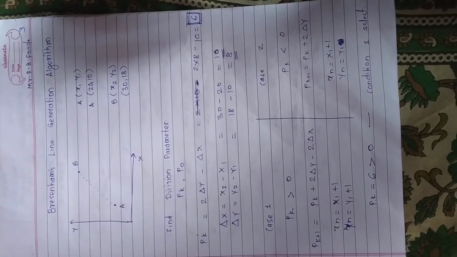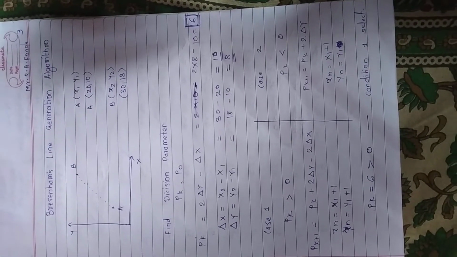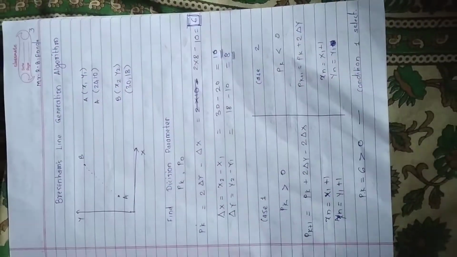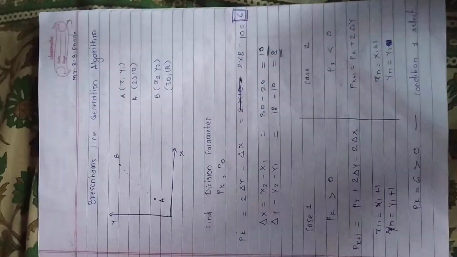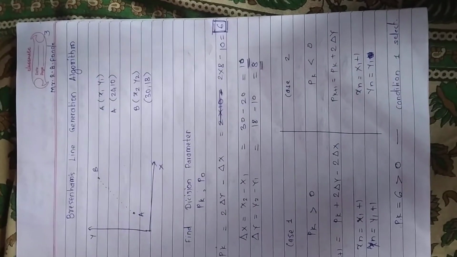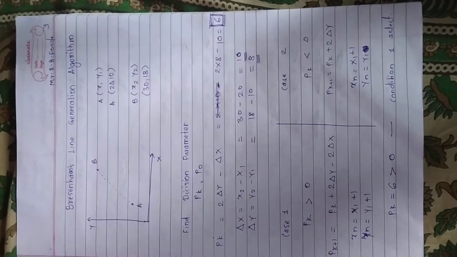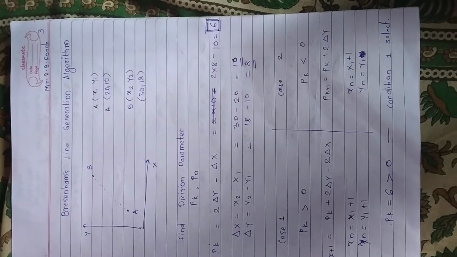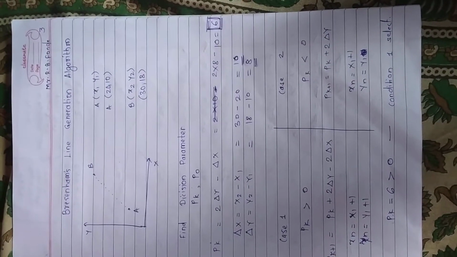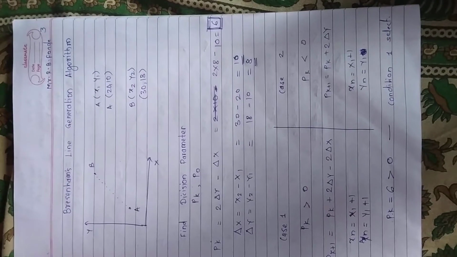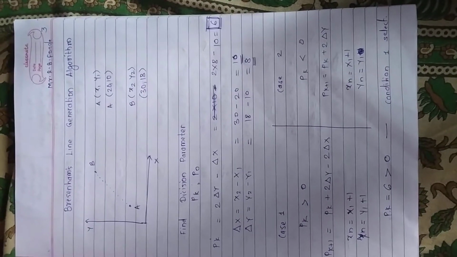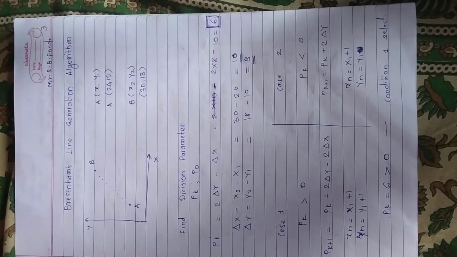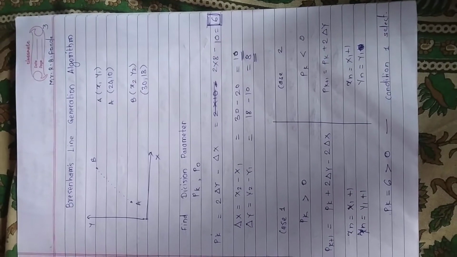In the last lecture we discussed the DDA algorithm for line generation. So today in this video we will discuss the Bresenham's line generation algorithm: how we find the floating points between a start point and an end point, what the procedure is, and what formulas are used for line generation with the help of Bresenham's technique. So let's start.